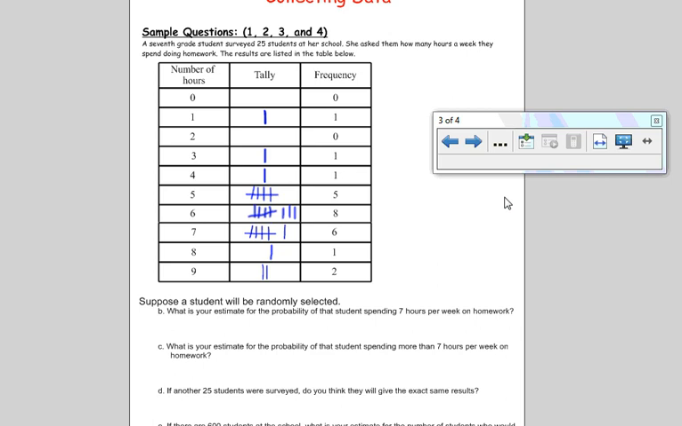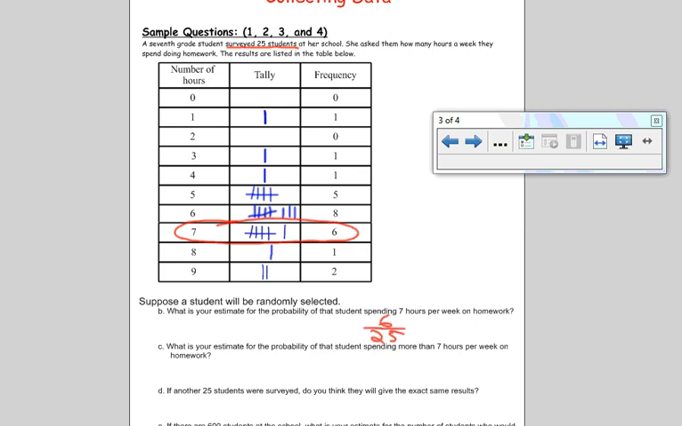So the first question, question B, says, what is your estimate for the probability that students spend 7 hours per week on homework? Well, let's see. How many students spend 7 hours per week on homework? It looks like in this case 6 students, right? So we have 6 students out of how many students did they survey? Well, if we read the instructions up here, it says they surveyed 25 students. So 6 out of 25 students. So again, this is based on our experiments.